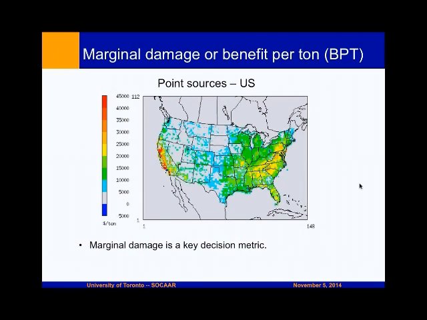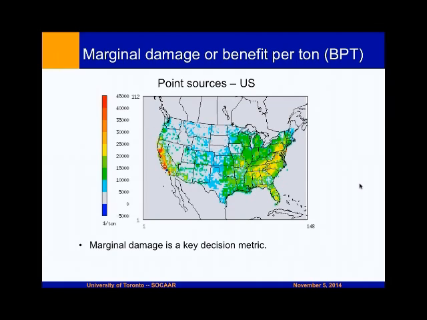If you actually do this for point sources, for example, this is what you will get. And now, instead of expressing this per vehicle, I'm showing them per ton of NOx emissions. And in economic terms, this is called marginal damage. EPA likes to call it benefit per ton. What it is, it's the reduction in damage that you would get or the increasing damage that you would get for any additional ton of NOx that you would put in the atmosphere.